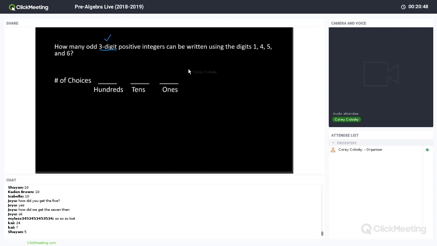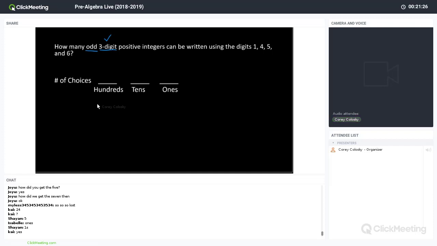All right, so for the odd part, what number is being affected by the odd part? Is it the hundreds place, the tens place, or the ones place? Which number affects the odd or evenness of a number? Okay, Isabel says the ones place. Do you guys agree with her? Okay, Cheyenne agrees, Kai agrees. Yeah, I would also agree.